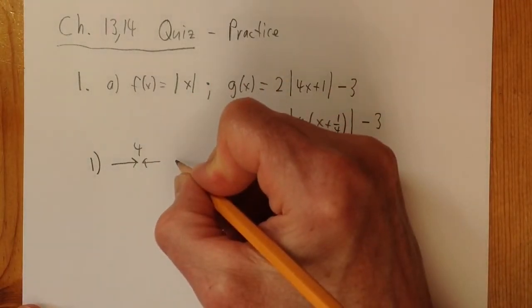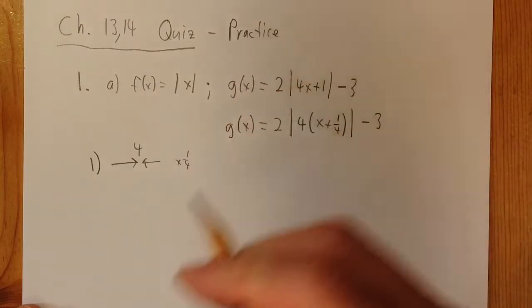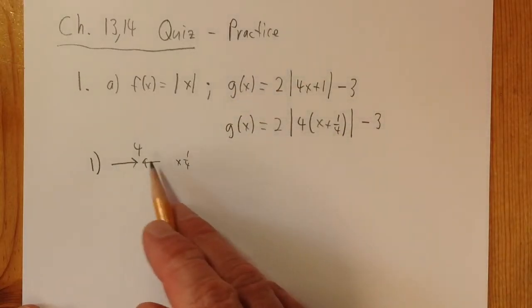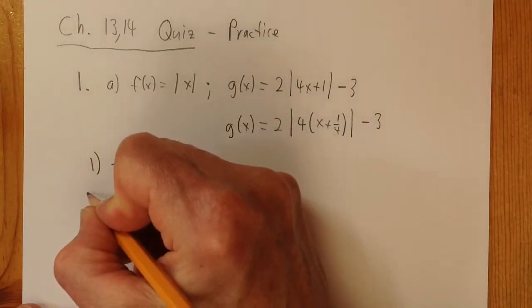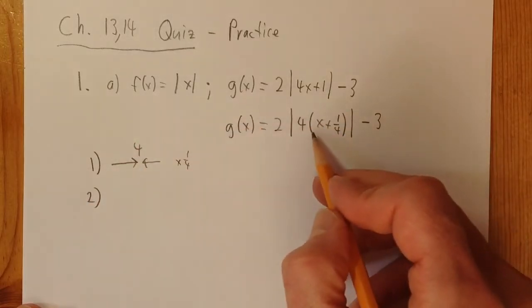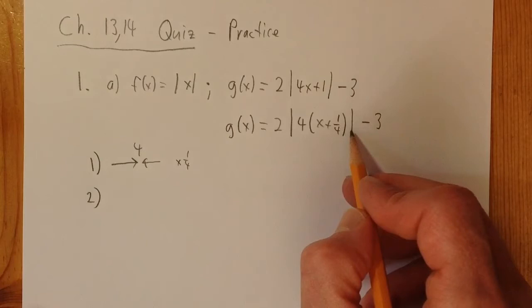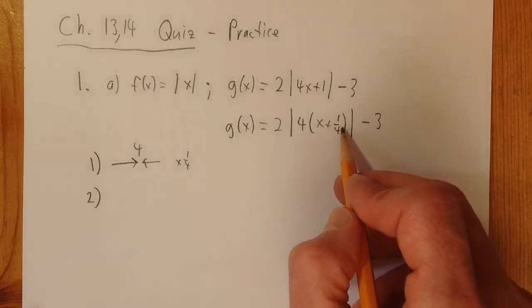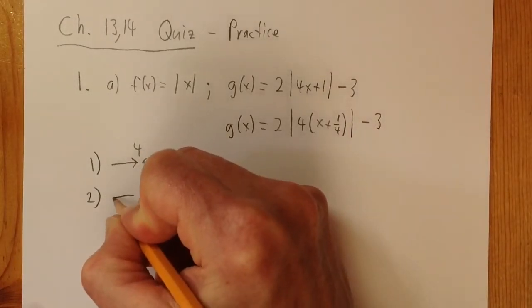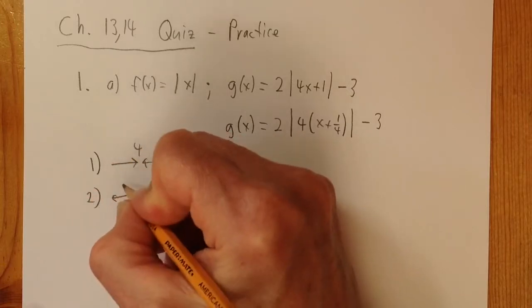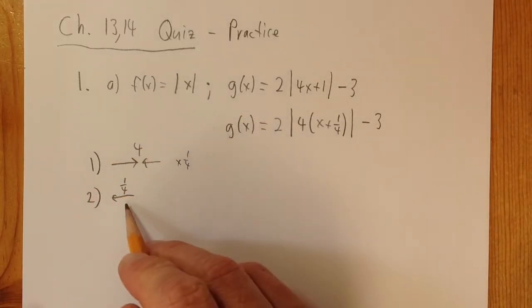That's the same thing as multiplying by a fourth. That's what you do. You multiply the x value by a fourth. Okay, then you shift in the x direction. Plus 1/4: you'd think it goes to the right, positive, but it's always the opposite. It goes to the left. So then we shift to the left 1/4. So you shift the x value to the left 1/4.